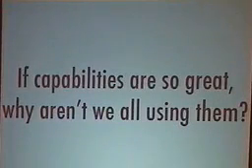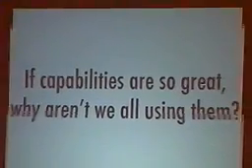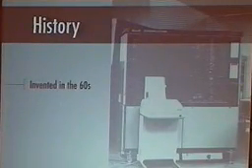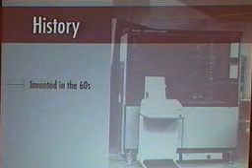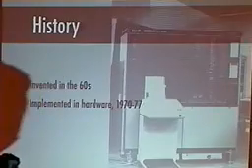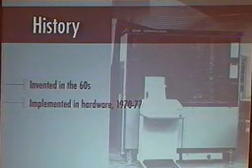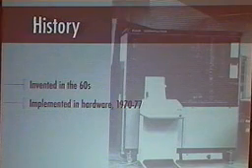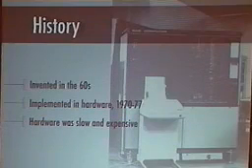So, if capabilities are so great, why aren't we all using them? Well, there's a bit of history here. Capabilities were invented in the 60s, or in fact, maybe even earlier. Tyler probably knows, actually. Do you know, Tyler? 67, okay. So I was right. They were implemented in hardware in 1970 at Cambridge University, and that's a picture in the background of CAP, the original machine that did capabilities. And it was kind of slow and expensive and really hard to program.